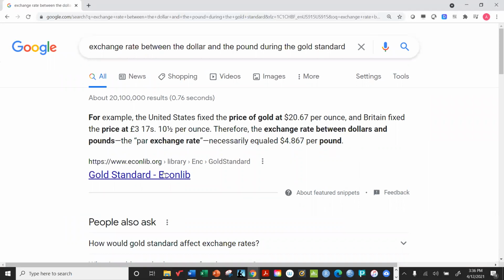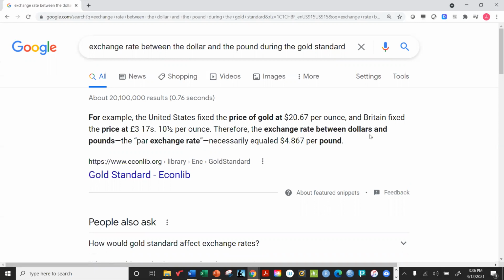So at this point in time that they're referring to, the price of gold is quoted as $20.67 per ounce. I believe this is the early 20th century they're talking about. England fixes their gold at a price of £3 and 17 shillings per ounce.